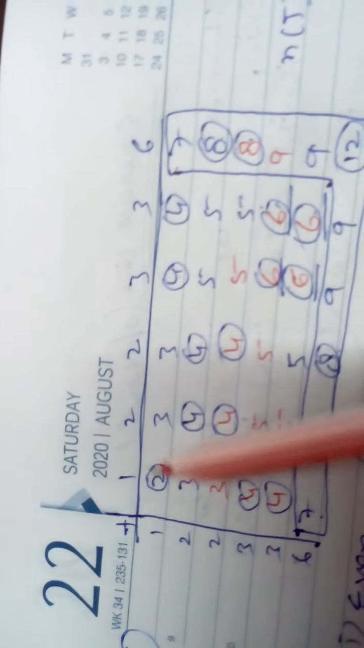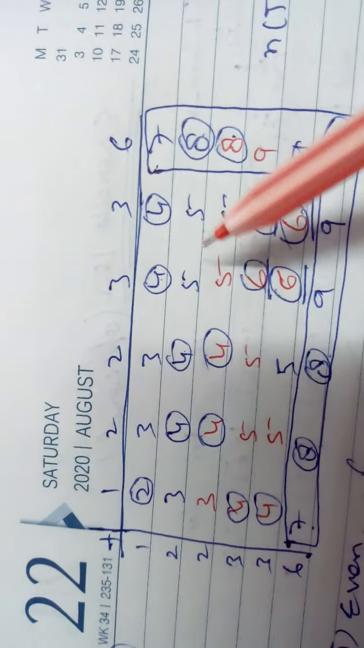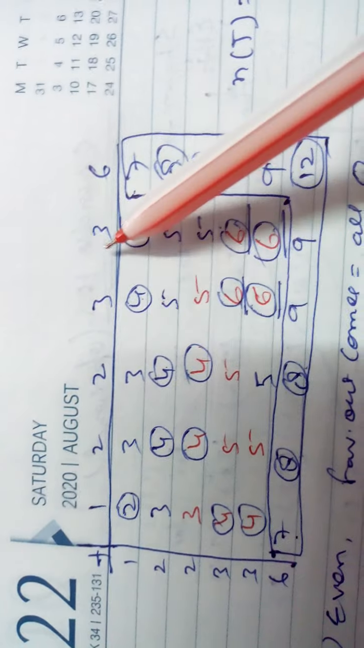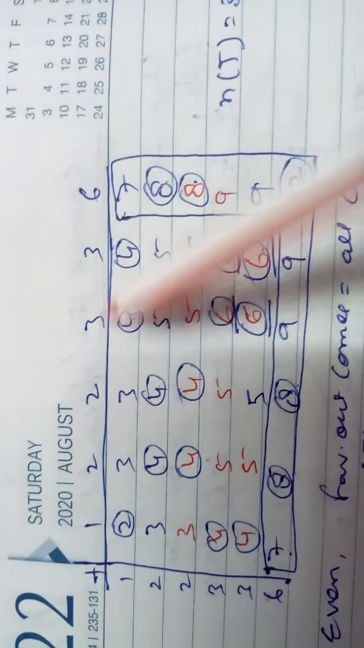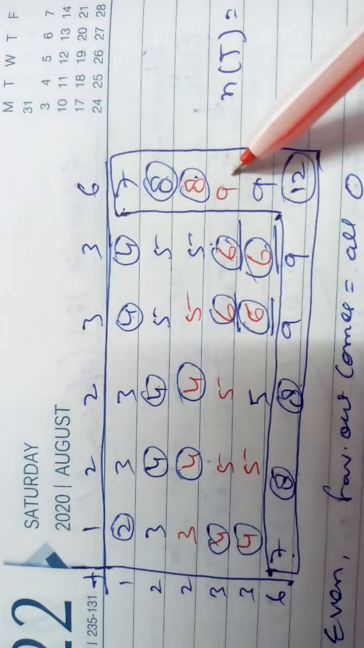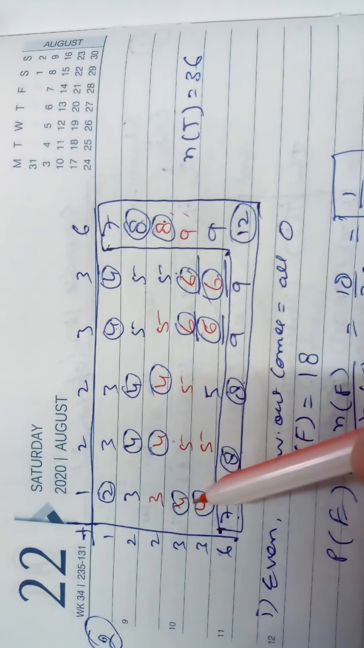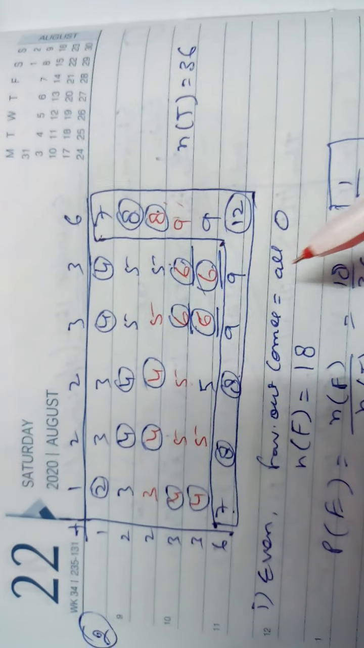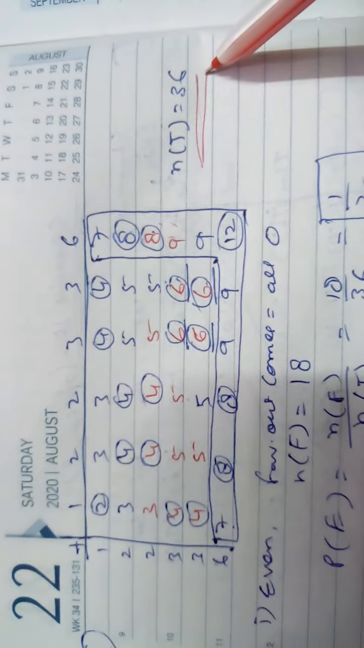You are completing this. So what will you get here? 2 plus 1, 3, 2 plus 2, 4. In red color I have completed. 2 plus 2, 4, 2 plus 2, 4, 2 plus 3, 5. 3 plus 2, 5, and 2 plus 6, 8. 3, 1, 4, 3, 2, 5, 3, 2, 5, 3, 3, 6, 3, 3, 6, 3, 6, 9. So all in red color I have completed. Total number of outcomes is 36.